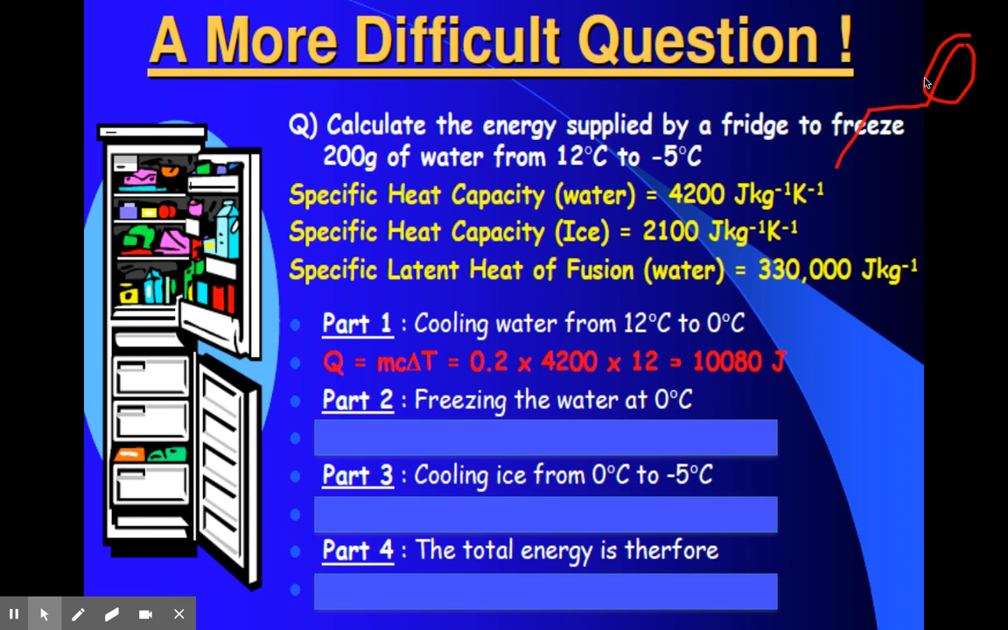Now, why are we using water? Because remember, we're coming down from the liquid phase. We're not in the solid phase yet. And then the change in temperature from 12 degrees to 0 is a difference of 12. So we get this amount.